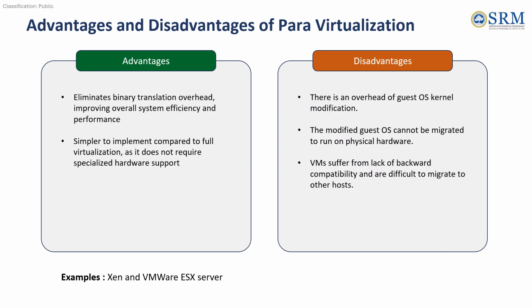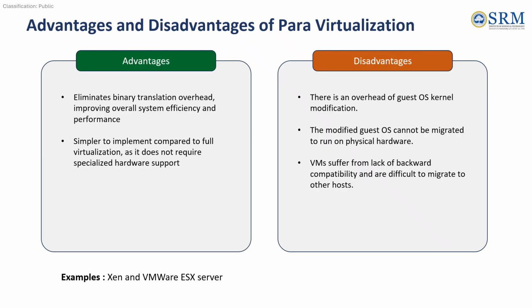Para-virtualization offers several advantages compared to full virtualization. One major advantage is improved performance because it eliminates the overhead caused by binary translation. Since the guest operating system directly communicates with the hypervisor through hypercalls, the system becomes faster and more efficient. It is also simpler to implement because it does not always require specialized hardware support.